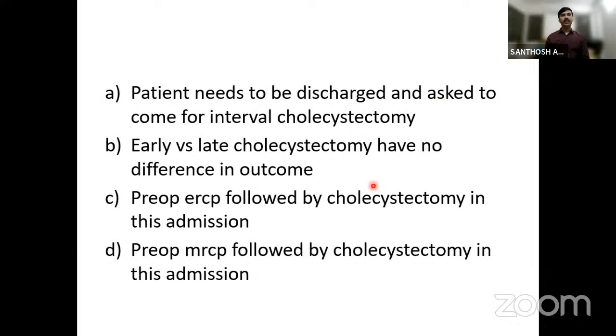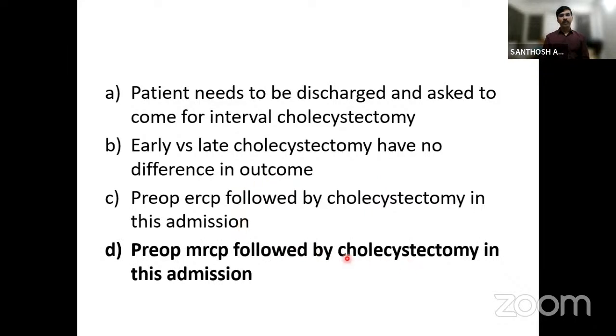Early versus late cholecystectomy has no difference in outcome. Pre-op ERCP followed by cholecystectomy in this admission. Pre-op MRCP followed by cholecystectomy in this admission. So pre-op MRCP followed by cholecystectomy in the same admission is usually preferred.